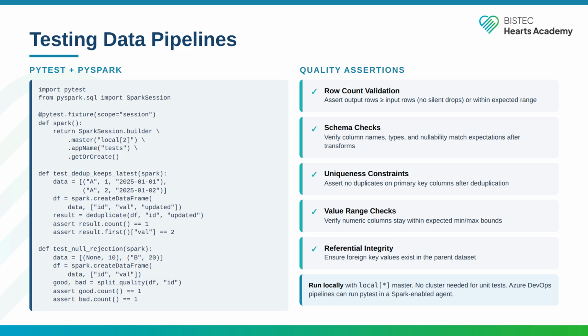For unit tests, you create small data frames from Python lists, pass them through your transformation functions, and assert on the output. Test one function at a time. If your dedup function is separate from your SCD2 merge, test each independently. The quality assertions checklist is equally important. Row count validation catches silent data loss. Schema checks catch unexpected column changes. Uniqueness constraints verify your dedup actually worked. Value range checks catch data corruption, and referential integrity checks catch broken joins.